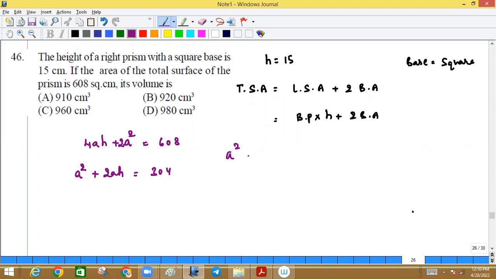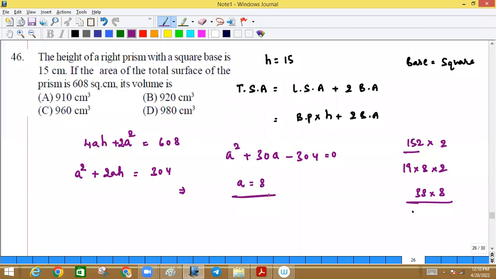a square plus 30a, h is equal to 15, minus 304. I would say 152 into 2, 19 into 8. I would say 38 into 8. Right? 38 into 8 is 304. Now see, 38 into 8 means what is a equal to? a cannot be 38, a is 8. If you solve it, you get a equal to 8 comma minus 38, negative you cannot accept.